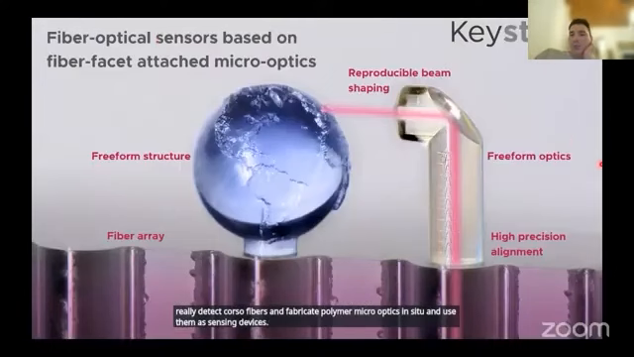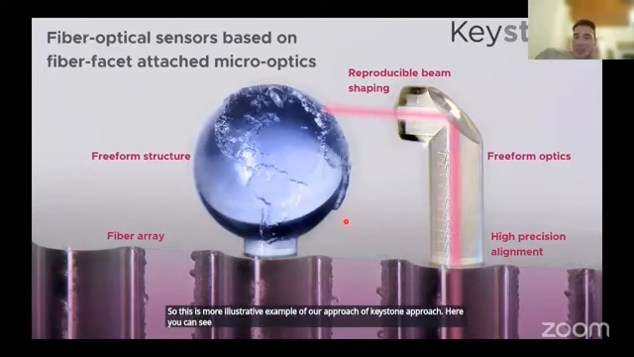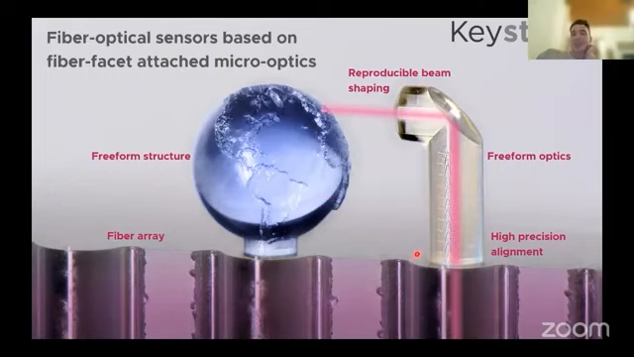So this is a more illustrative example of our approach, the Keystone approach. Here you can see two typical structures printed by Keystone Photonics. This is a cross section of a fiber array, and the first structure represents a freeform structure. This is a globe, and the second fiber was used for printing a periscope lens that focuses light into this globe.